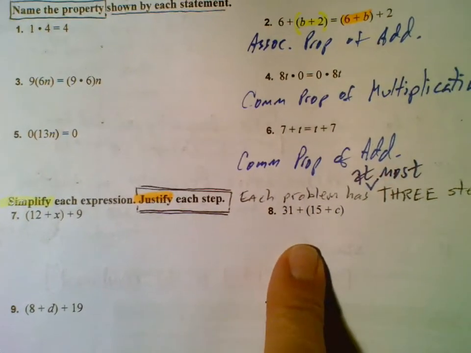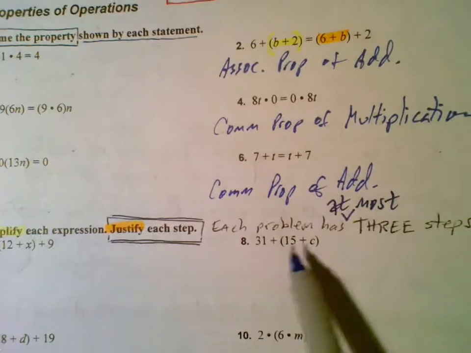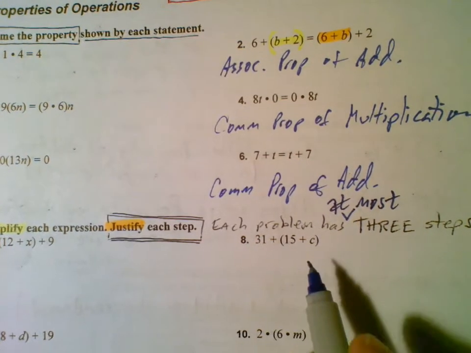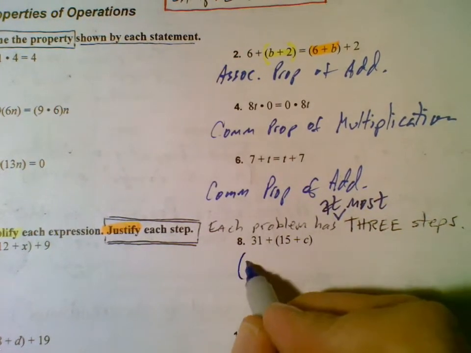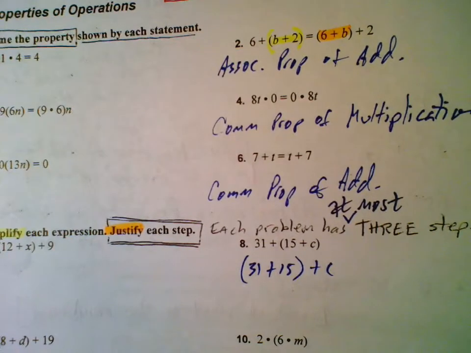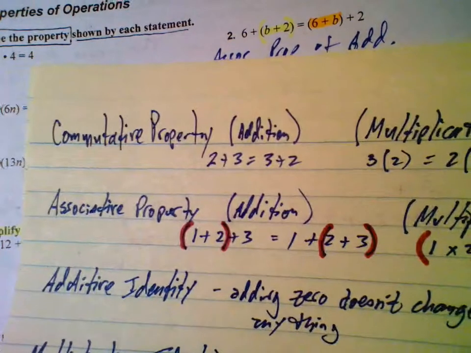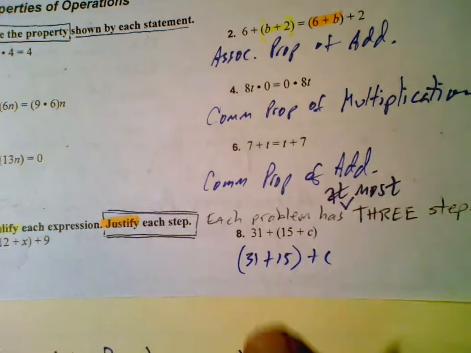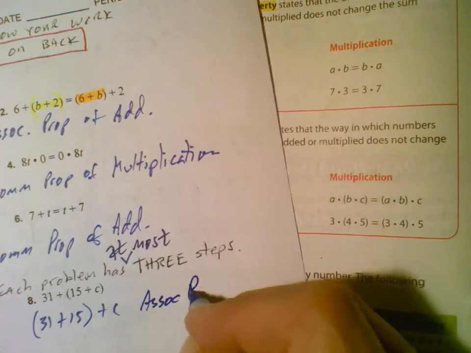So I'll look at this problem. I'm trying to simplify this. Well, one thing I can do right away, I can't add 15 and c together, and I'm not given a value for c, so c is just going to stay c. But I can group things differently. And if I do that, can I not write this as 31 plus 15 plus c? And if I do that, what property have I used? Here's my little shortcut. I've grouped things differently. Here 15 and c was together. Now I've got 31 and 15 together. This is the associative property of addition.